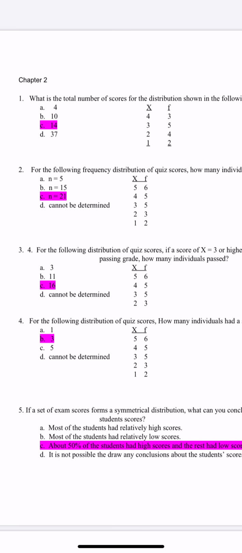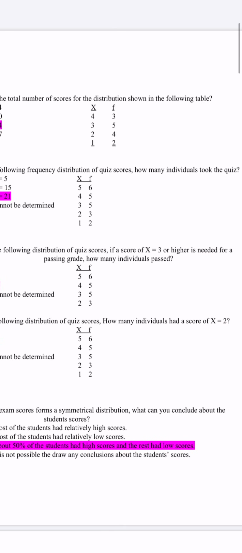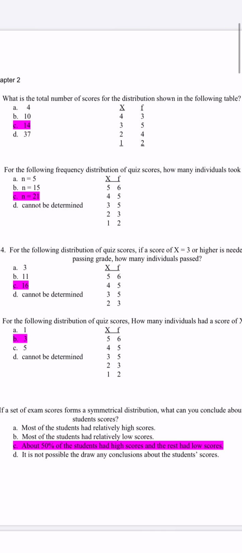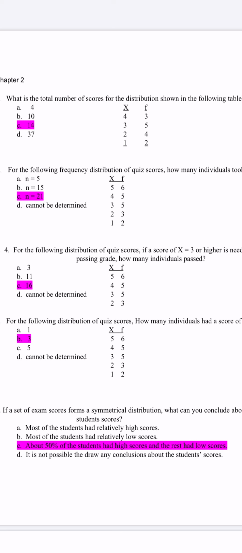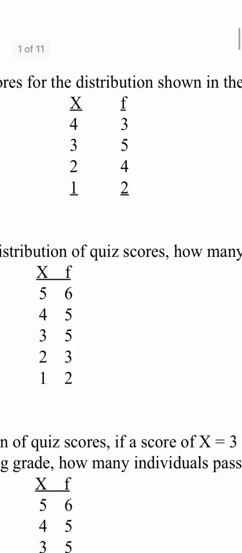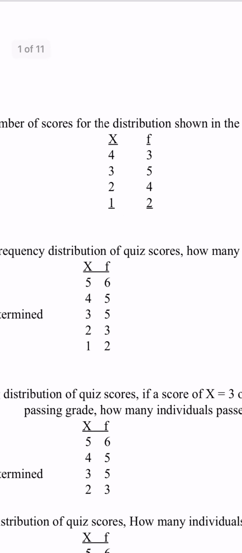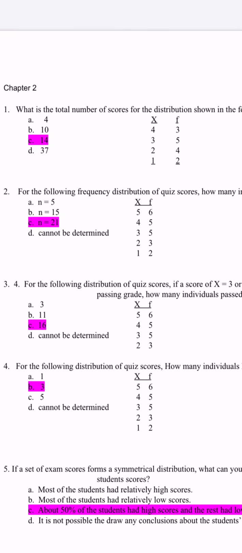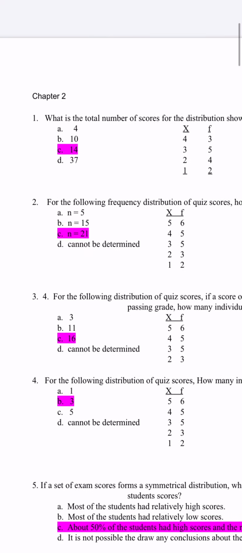All right, Class 2 YouTube video, Chapter 2, Question 1. What is the total number of scores for the distribution shown in the following table? Here, all you're doing is adding up all the frequencies. The frequencies are f, and they reflect how many scores there are. So if you add up all these frequencies, you will get 14.